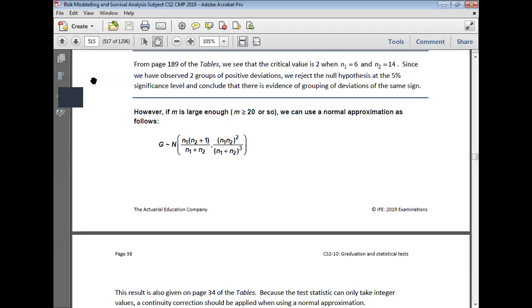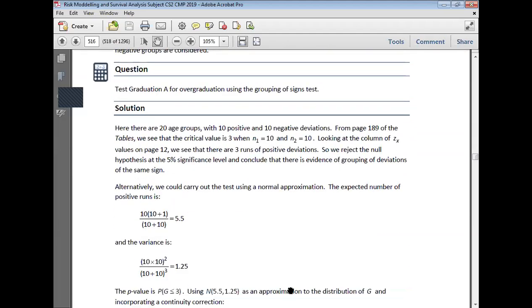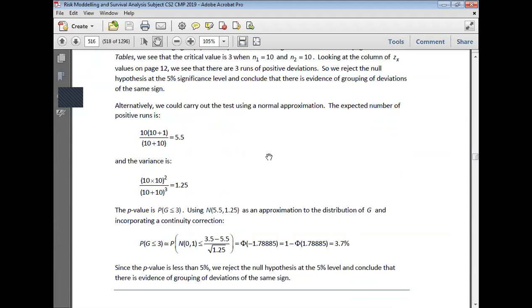So here the conclusion will be just that, if you have too few runs, that is just going to indicate over graduation. So remember, this particular test is a one-tailed test, and we look at whether the probability of the grouping of positives is less than or equal to some number. And if it is lesser, then we will reject the null at whatever significance level it is that we are looking at. So here they have just given one example using the normal.